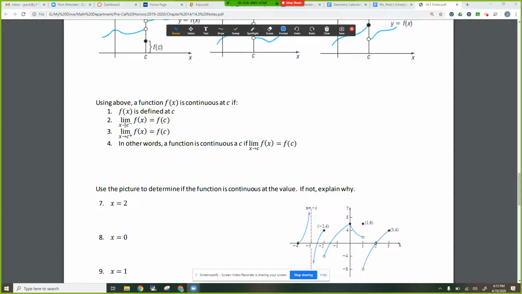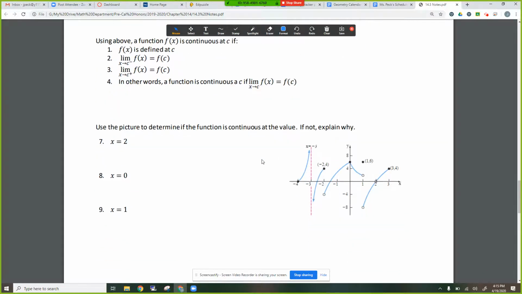Then we need the limit as x is approaching c from the negative side, so from the left-hand side, to equal whatever number this is. Okay, so we need that when we plug in c, that number to be the same as the left-handed side. Then we need it to be the same as the right-handed side. So in other words, we need the limit to equal f of c.